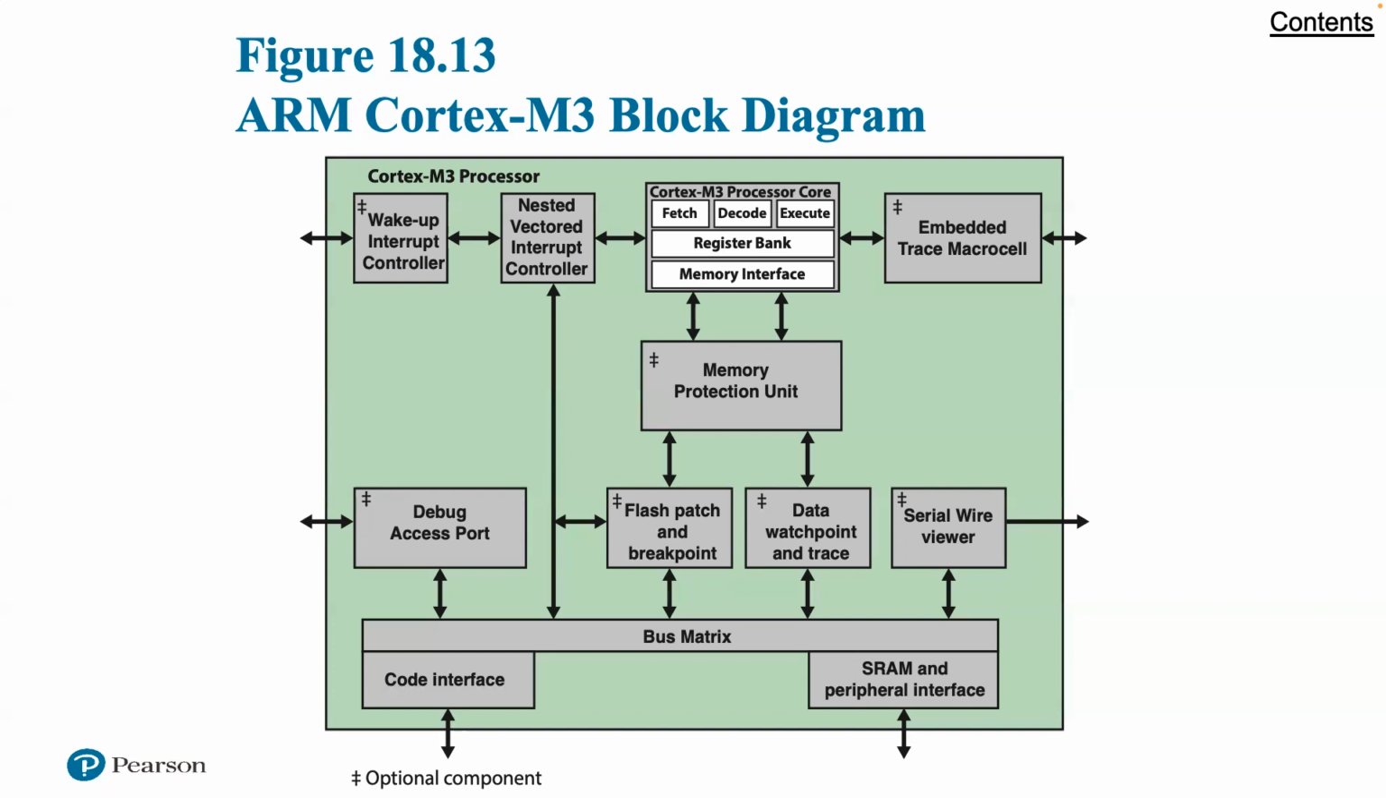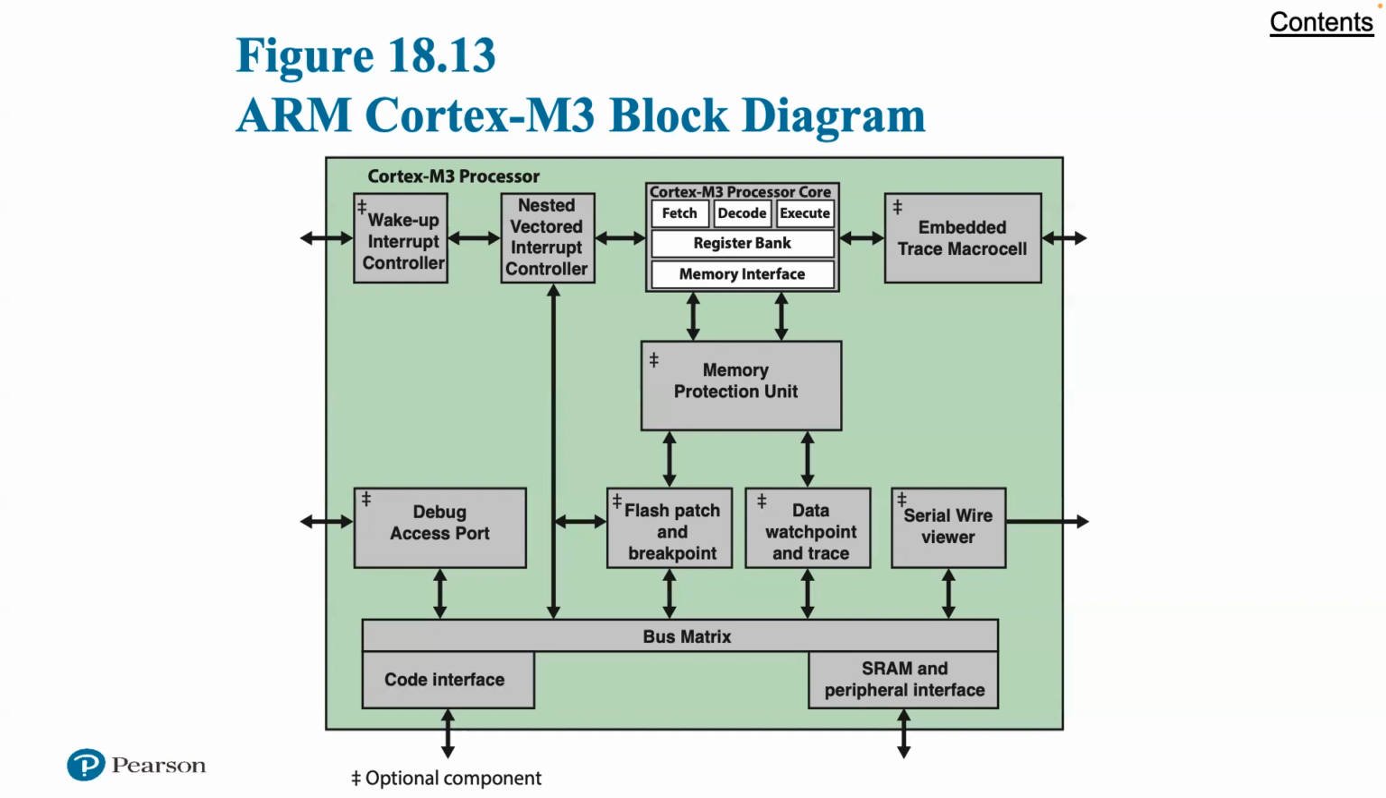Then we have the flash patch and breakpoint unit, which implements breakpoints and code patches. We have the data watchpoint and trace, the DWT. It implements watchpoints, data tracing, and system profiling. We have the serial wire viewer. It can export a stream of software generated messages, data trace, and profiling information through a single pin.